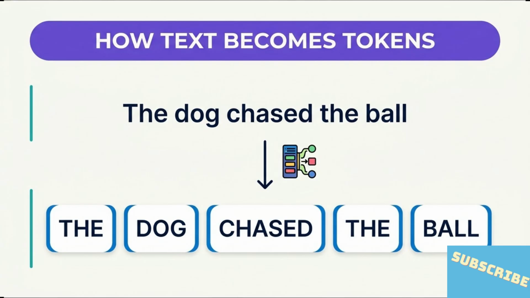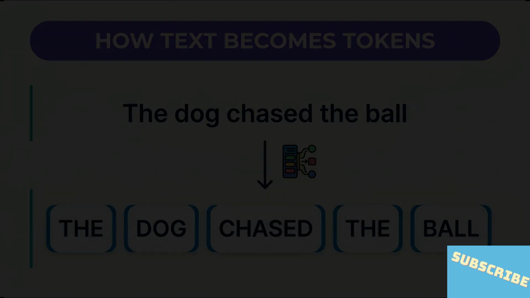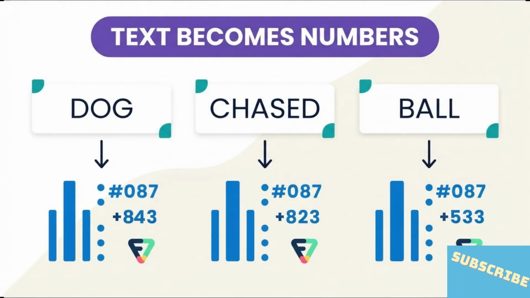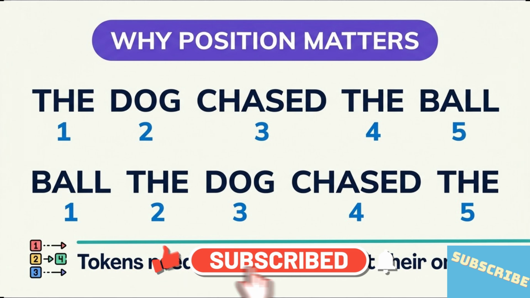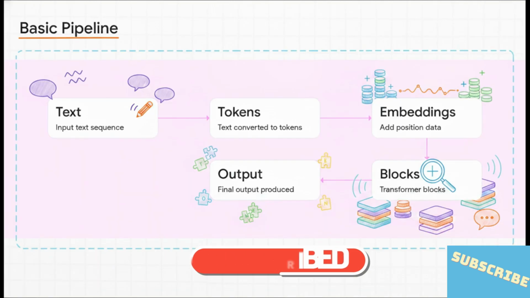Next, all that rich numerical data enters the core of the system, the transformer blocks. Inside these blocks, the model repeatedly processes the data, ultimately leading to our final step, the output. Text to tokens to numbers, through the blocks to the output. That is your high-level pipeline.